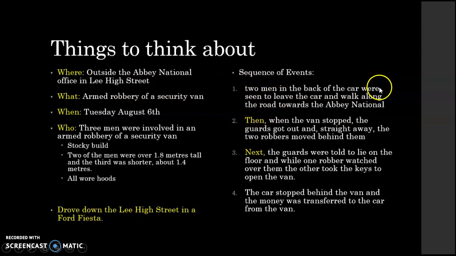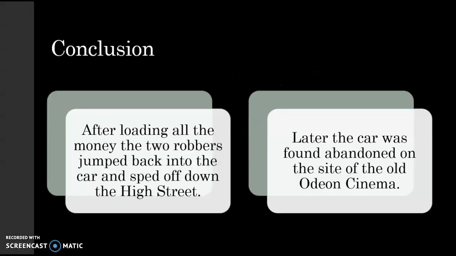The two men were in the back of a car, the van stopped, and next the guards were told to lie on the floor, and the car stopped. Then the money was. These things happened one after the other, leading to the conclusion that the robbers jumped back into the car and sped off down High Street, and that later the car was found abandoned. Right, so that's your conclusion.